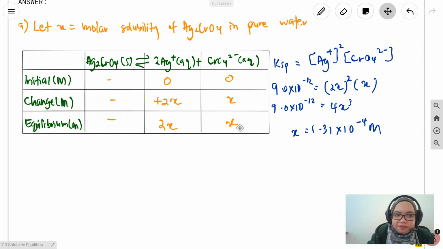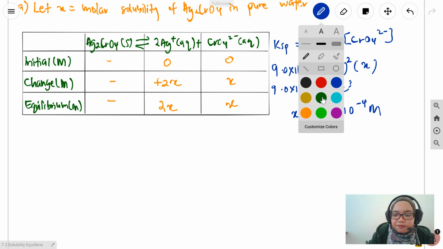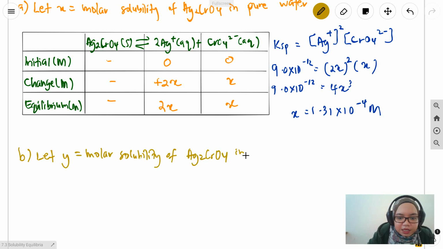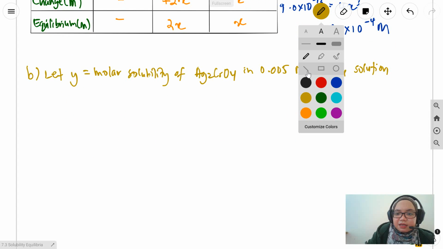Okay, B. Kita kena cari yang sama. Buat table yang sama untuk B. So untuk B, kita let y pula. Tak nak bagi unknown yang sama kan. So let y equals to molar solubility of Ag2CrO4 in 0.005 molar K2CrO4 solution. Okay. So, kita buat ice table macam biasa.